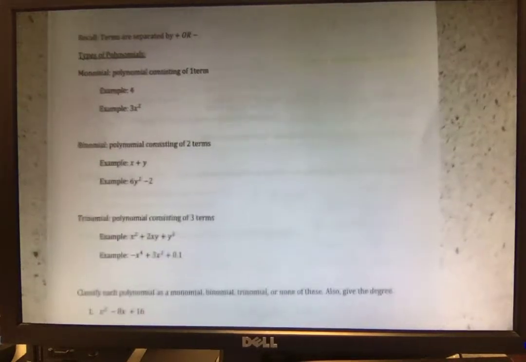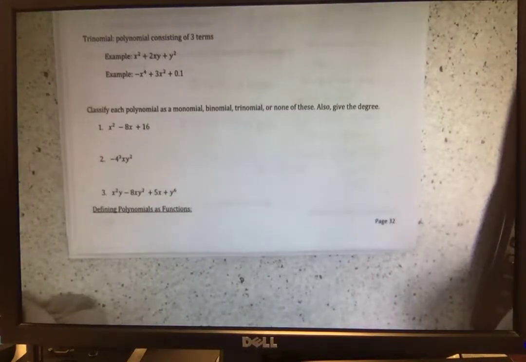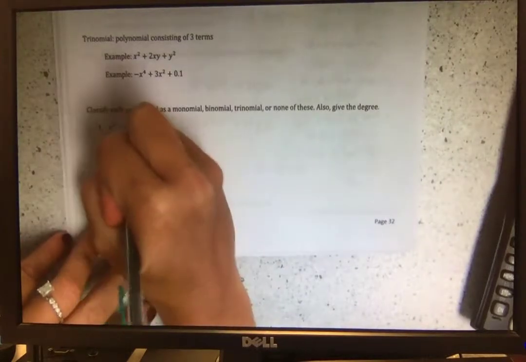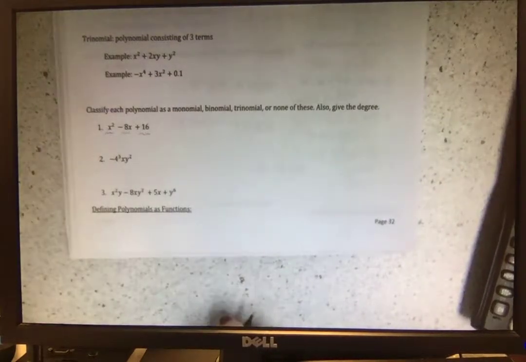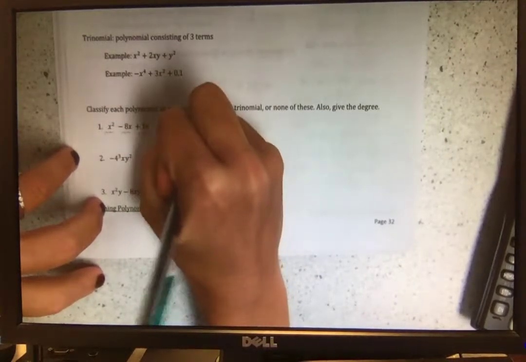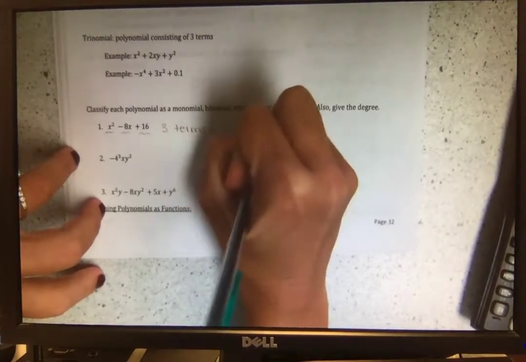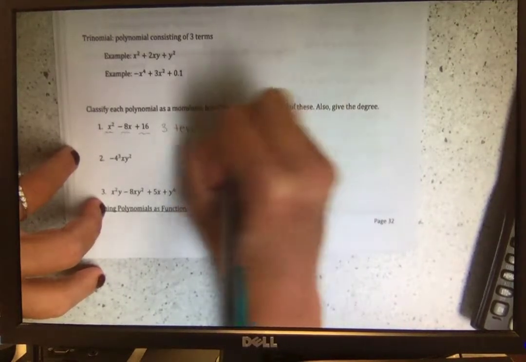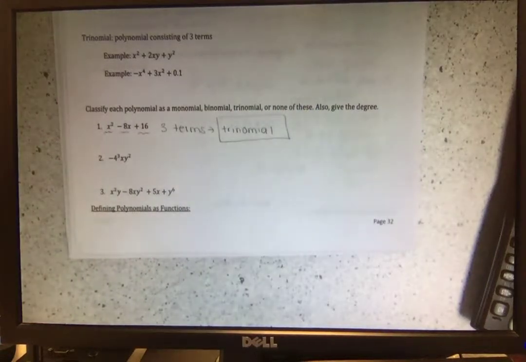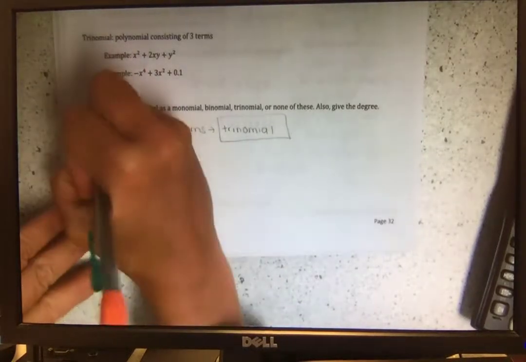We're also going to give the degree. So for example 1, we have x squared minus 8x plus 16. So I have 1 term, 2 terms, 3 terms. Because there's 3 terms, we are going to have a trinomial. So x squared is a term, negative 8x is a term, plus 16 is a term. Giving the degrees, we have to find our leading term. Our leading term is the term with the largest exponent, so that'll be x squared.